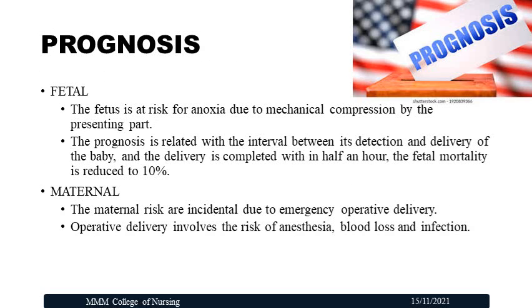Next, we can see the prognosis of cord prolapse. In the fetal case, the fetus is at risk for anoxia due to mechanical compression by the presenting part. The prognosis is related to the interval between detection and delivery of the baby. If the delivery is completed within half an hour, the fetal mortality is reduced to 10%. In the maternal case, the maternal risks are incidental to emergency operative delivery. Operative delivery involves the risk of anesthesia, blood loss, and also infection.